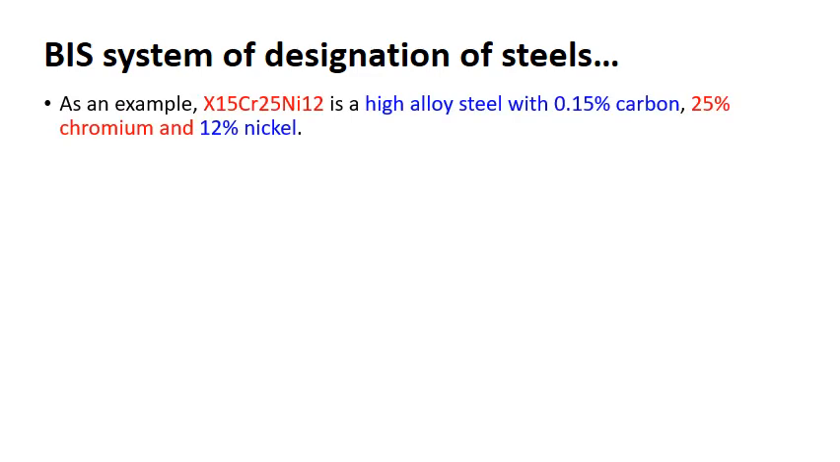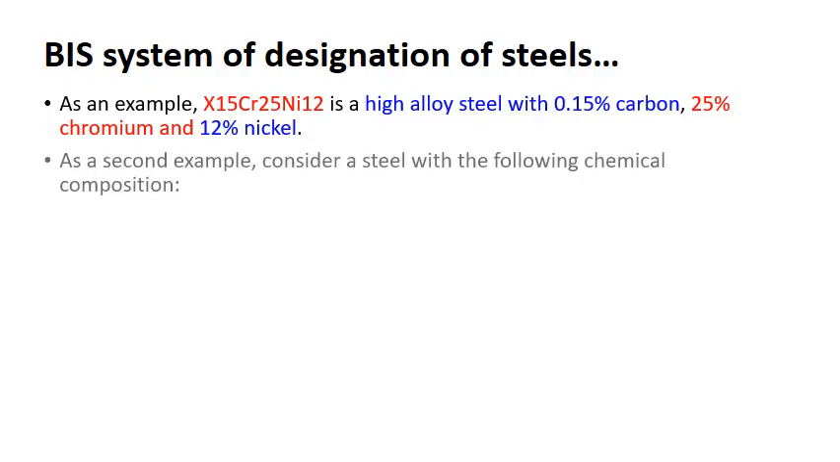So here X15Cr25Ni12, what does it mean? The moment you see X, it means high alloy steel. That means alloying elements more than 10%. 15 divided by 100 gives 0.15% carbon, 25% chromium, 12% nickel. So here the percentage will be given directly. You don't need to multiply it by a multiplication factor or divide it by any other number in the case of high alloy steel.